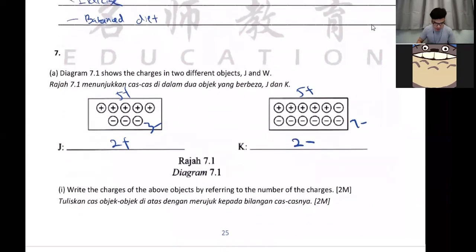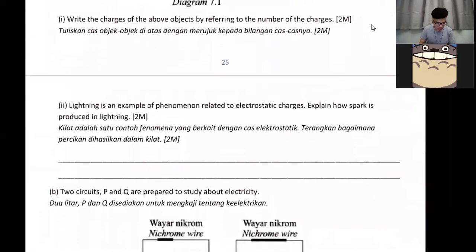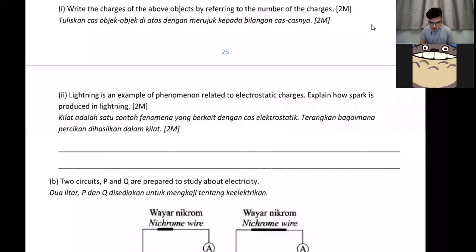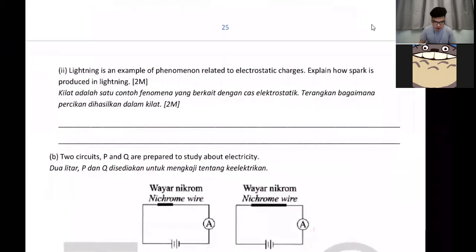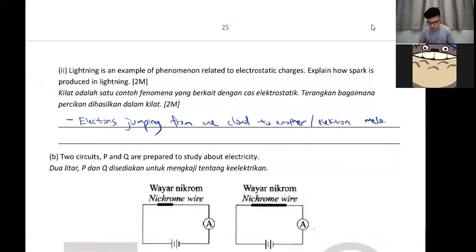Okay, but so number 2, lightning is an example of phenomenon related to electrostatic charges. Explain how spark is produced in lightning. So how does lightning produce spark? Okay, how is lightning produced? Okay, lightning is when electrons jumping from one cloud to another. Okay, or to the ground, you can say. Okay, electron melompat dari satu awan ke lain.